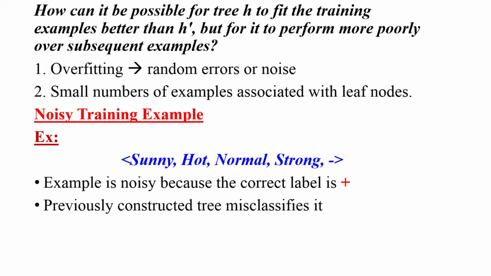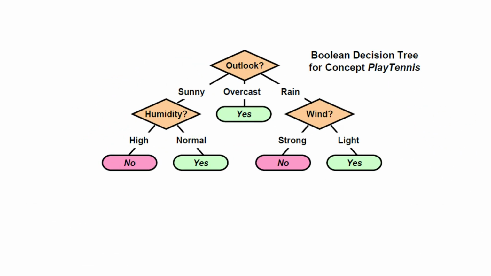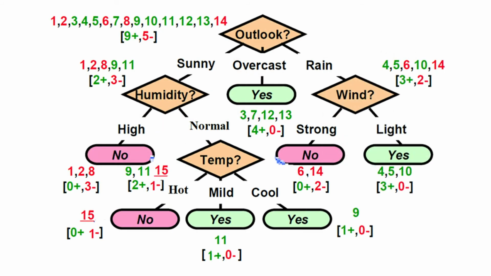One way this can occur is when the training examples contain random errors or noise. To illustrate this, consider the effect of adding one positive training example incorrectly labeled as negative to the example we considered earlier, that is, the play tennis example. Given the original error-free data, ID3 produces the decision tree as shown in the figure. However, the addition of this incorrect example will now cause ID3 to construct a more complex tree. This is shown in the figure.